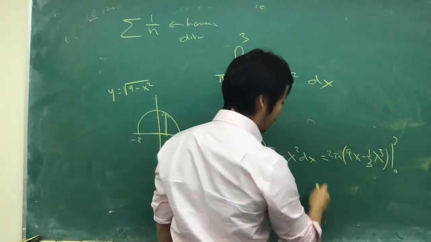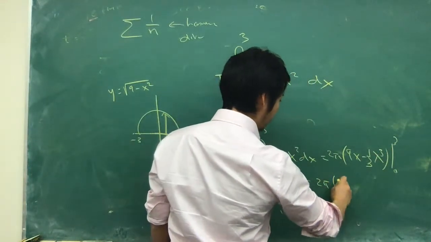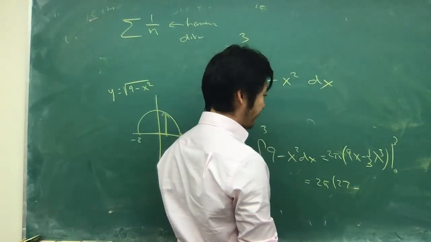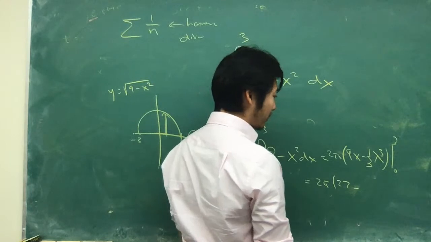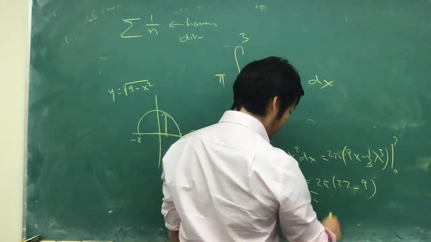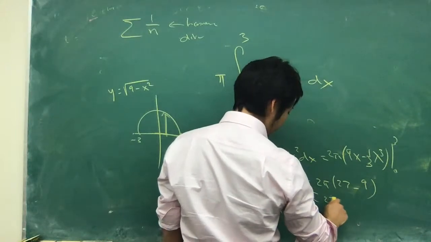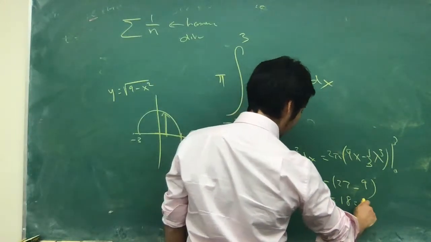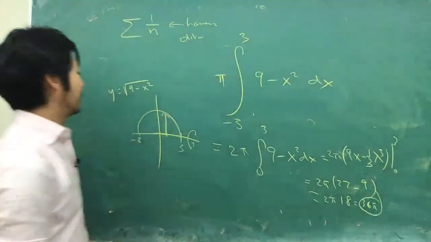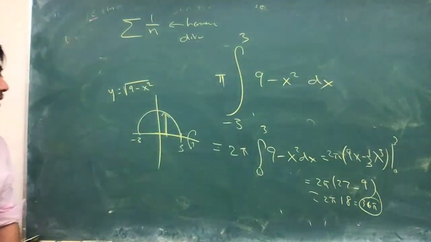So just plug in 3. So this is 2 pi times 27 minus 3 to the 3 over 3, which is 3 squared, so 9, which is 18. 2 pi times 18, so 36 pi. Sounds about right to me.